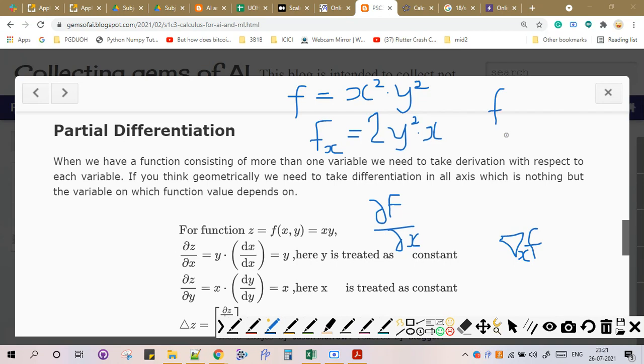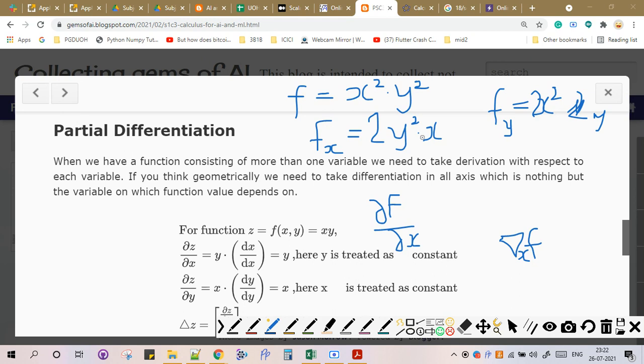And similarly, if I need to do f of y, then we will do partiality. We will just take the differentiation of y square. x square is constant, so x square, what is the differentiation of y square? 2y, right? So I can write 2x square y. Correct? Like this. So this is called partial differentiation.